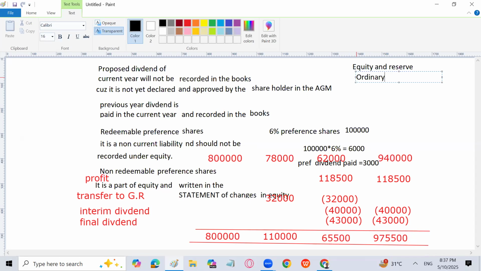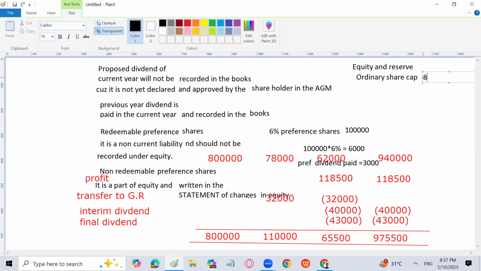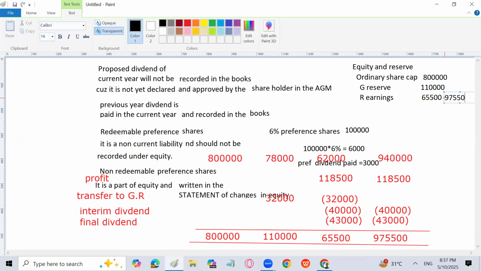Thank God he has not asked us to prepare the non-current liability section also. Otherwise, redeemable preference shares will come under the non-current liability section. I will write 8 lakh. Then it's a simple way: whatever you have written, you will write it row wise. General reserve will come, that is 1,10,000. Then comes the retained earnings, that is going to be 65,500. And the total equity and reserve section, we have already calculated, 975500.